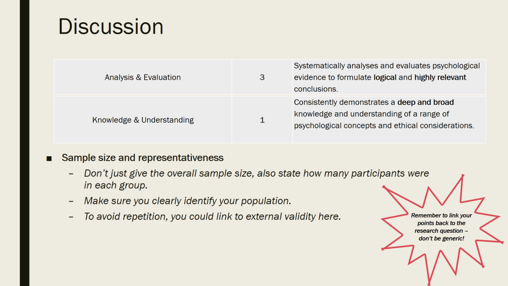After discussing your data, you also want to talk about the sample size and representativeness. So as well as stating what your overall sample size was, you also want to be saying, well, how many participants were in each group? You also need to clearly identify your population, and you may want to discuss external validity here. So once you've said what your sample size is and your population, were there any types of bias present within your sample? Is it representative of your population? And therefore, how has this impacted external validity of the results?